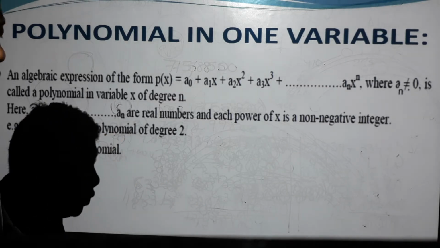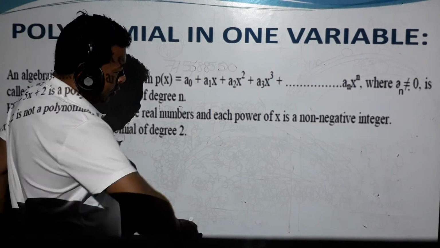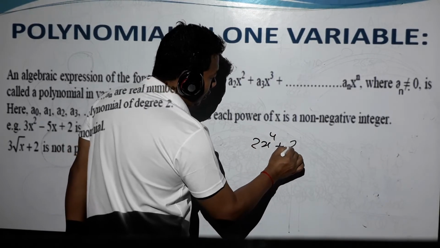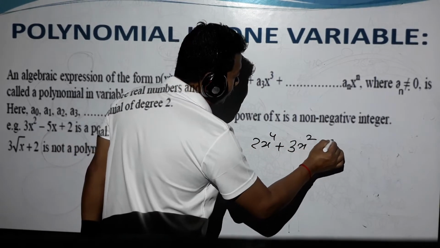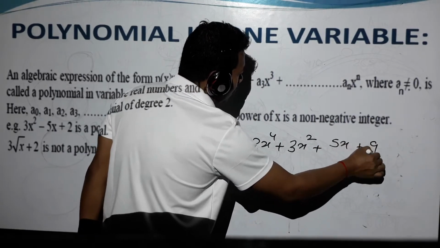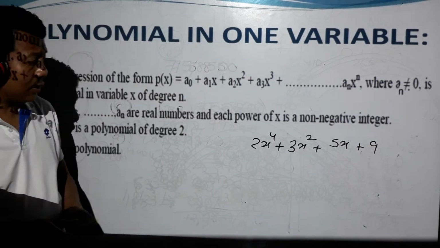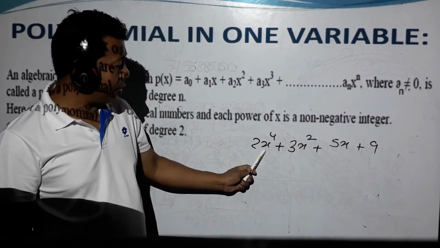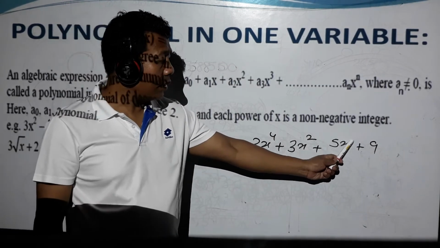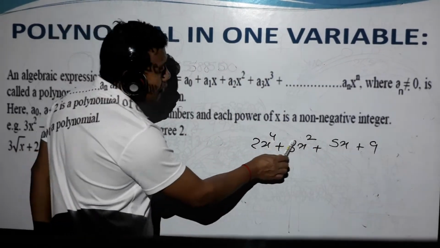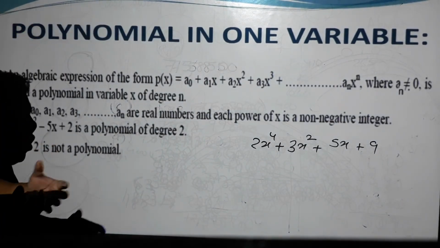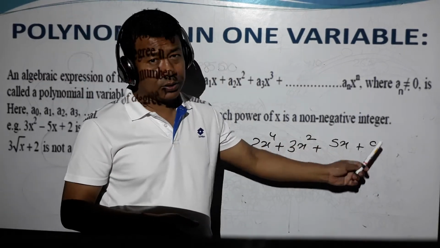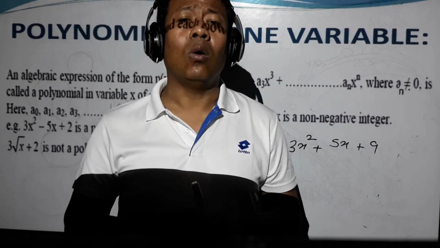See, for a better understanding, I want to give you some examples of polynomials here. Suppose you write 2x power 4, 3x squared plus 5x plus 9 and so on. Here, x is a variable. And what is the power of the variable here? 4, here 2, here 1, here 0. The powers of the variables are all whole numbers. Another way we can say is non-negative integers. When we say non-negative integers, they are whole numbers.